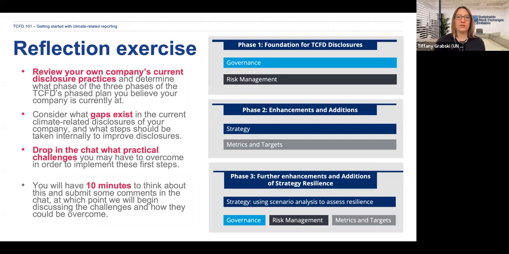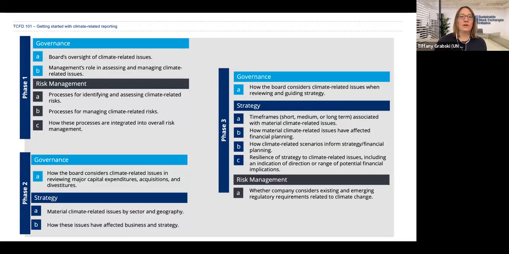So maybe what we'll do is if you each just take 5 minutes to open up, look online for your company's disclosure, your annual report, and try to identify where you might be, what phase you might be. And because we don't have much time, what I might recommend is maybe just looking at governance. So look at the governance discussion that's happening in your annual report.